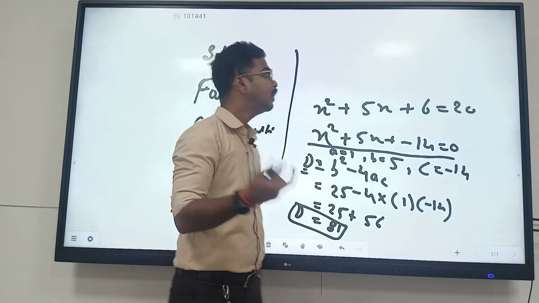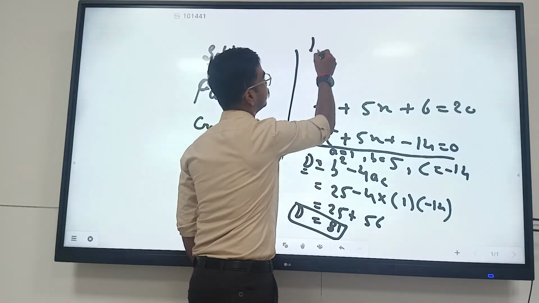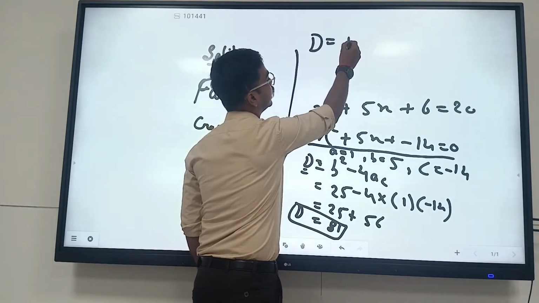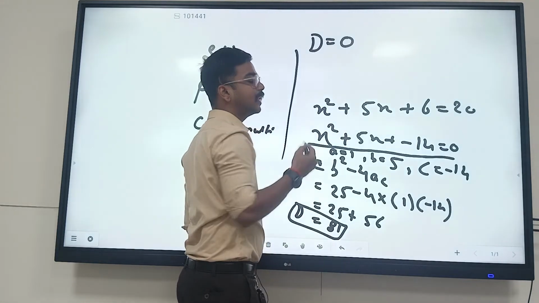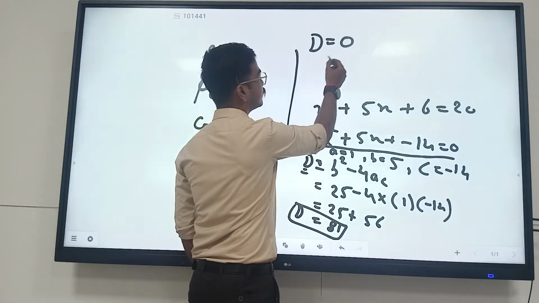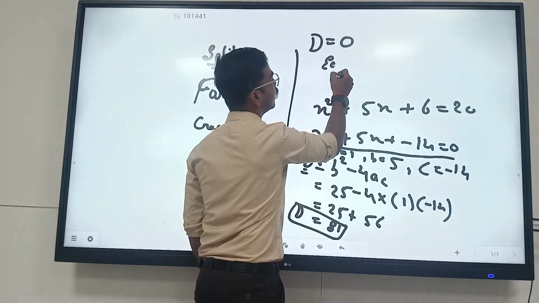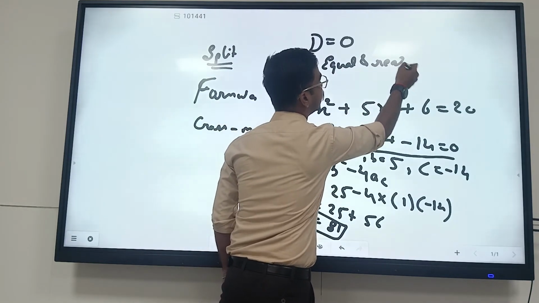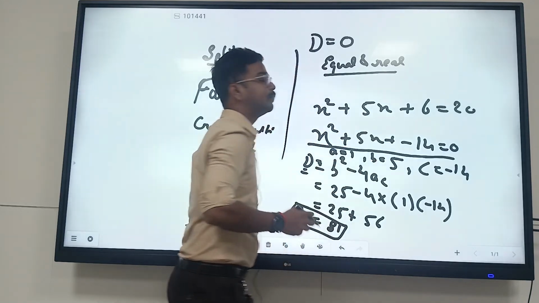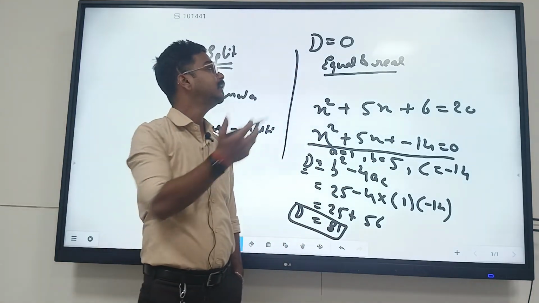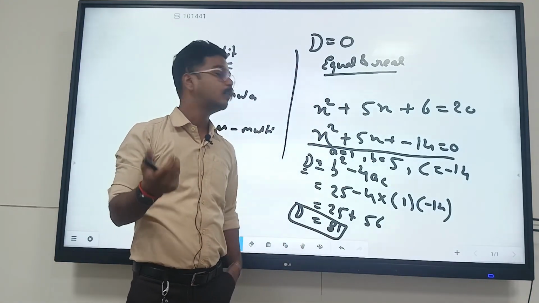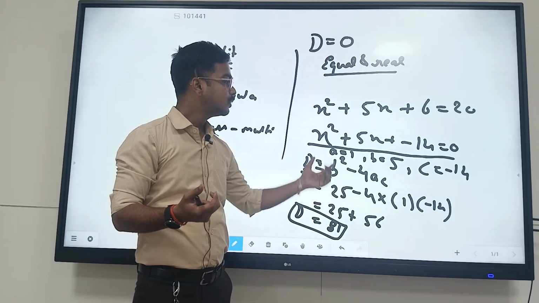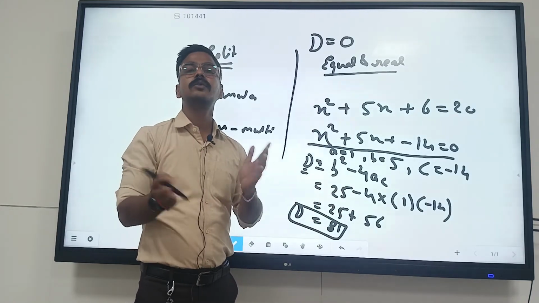So how will we know the nature of roots? See, if the value of D is equal to 0, then the roots will be equal and real. That means we will get some real numbers. The solution which we are getting will be real and the roots which we are getting will be equal. For example, roots can be 5 comma 5, meaning both solutions will be the same.